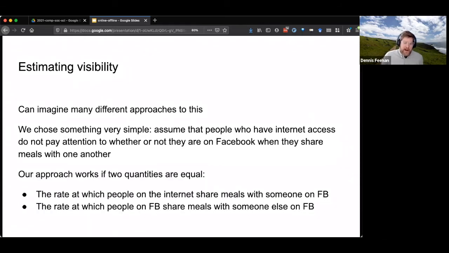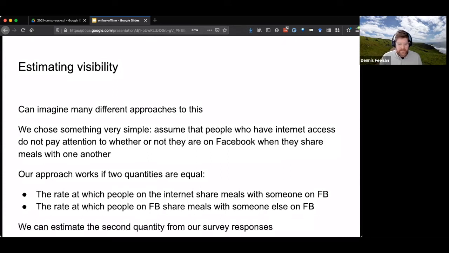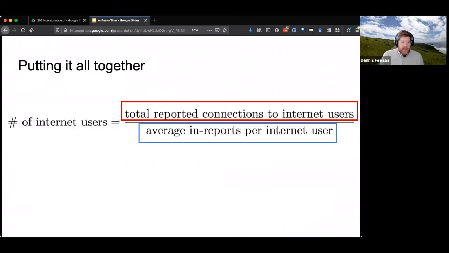So to put that another way, we make the assumption that the rate at which people on the internet share meals with someone who's on Facebook is the same as the rate at which people on Facebook share meals with someone else on Facebook. So again, the paper discusses this assumption a fair amount, but the intuition is that if people aren't paying attention to who's on Facebook when they decide who to share meals with, then this assumption should be reasonable. And we can estimate the second quantity directly from our survey responses, and so that's the estimate that we're going to use for the denominator.